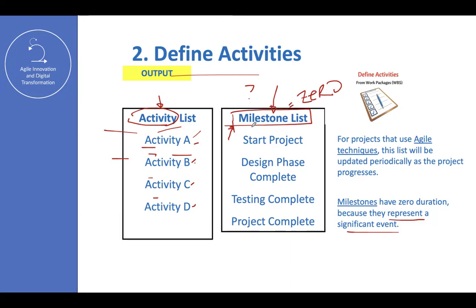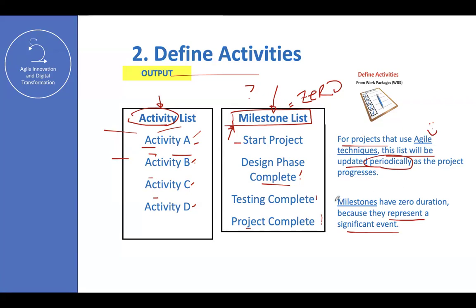Some examples of a milestone are start project, design phase complete. So you see, it's like an event. Testing complete, project complete. For projects that use agility techniques, this list will be updated constantly as the project moves forward. I'm going to put a happy face because agility is very flexible. You are going to constantly change or update the list of activities in the backlog, and you will see how to organize all the pieces of the puzzle in agility.